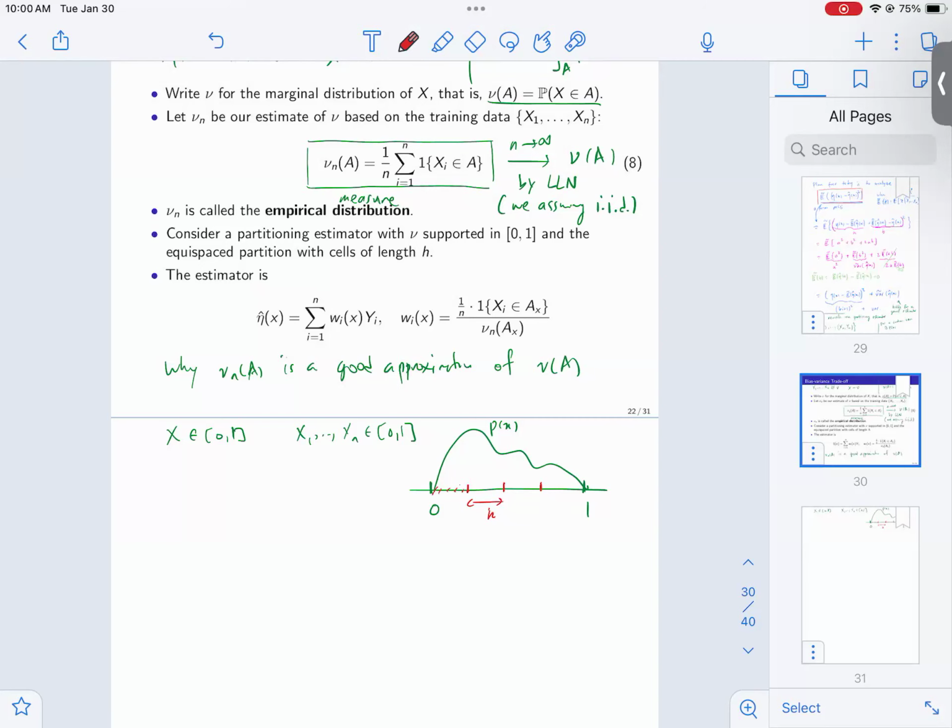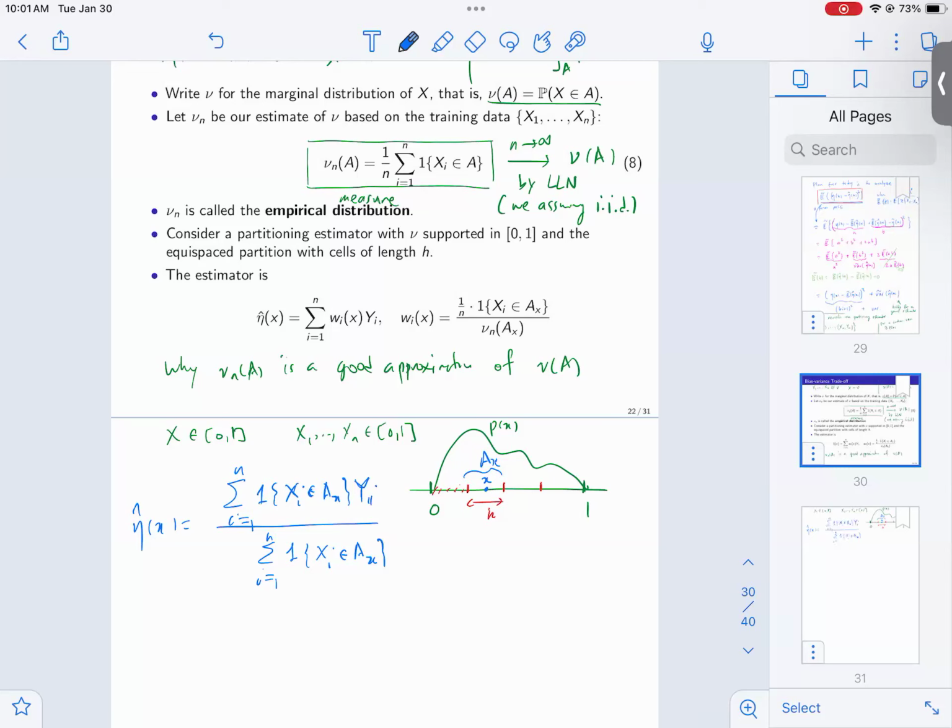Again, to remind you, I have this notation: if x is here, this is the cell that contains it. So A of x is always the cell of the partition that contains x. And my partitioning estimator, if you recall, is going to sum over the xi's in A of x, yi, divided by the sum over i from 1 to n of the indicator that xi is in A of x.